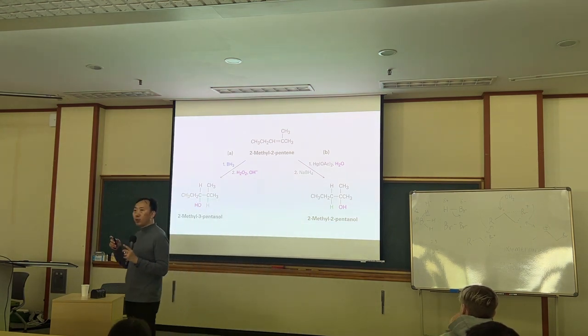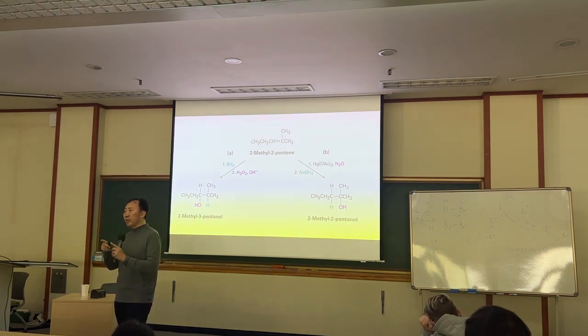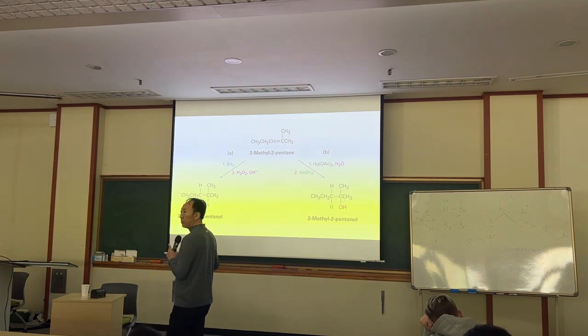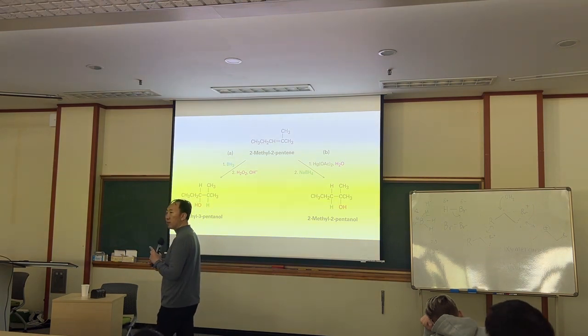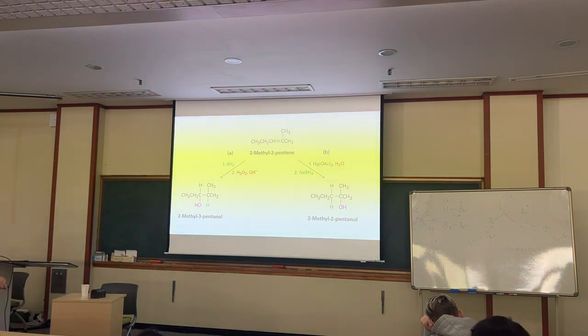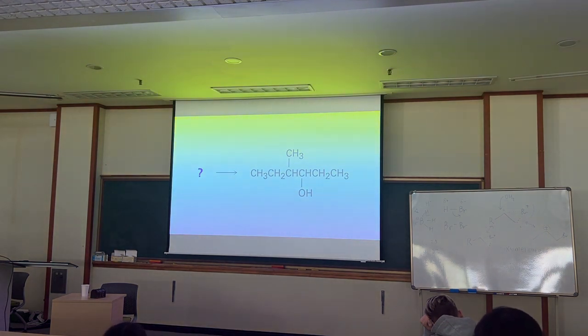If you think about where the oxygen was added, then you can get the answer. Which position is the oxygen introduced at? The more substituted, Markovnikov, or anti-Markovnikov. Hydroboration is anti-Markovnikov. Oxymercuration is Markovnikov. Okay. Now let's think about this. If you want to make this product, what kind of starting material would you like to use?